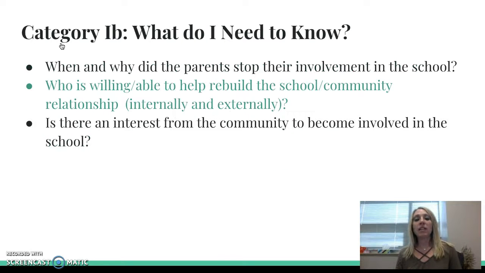1B, what do I need to know? I need to know when and why did the parents stop being involved in the school. Being able to find out why they stopped will help us not repeat the same mistakes again in the future.